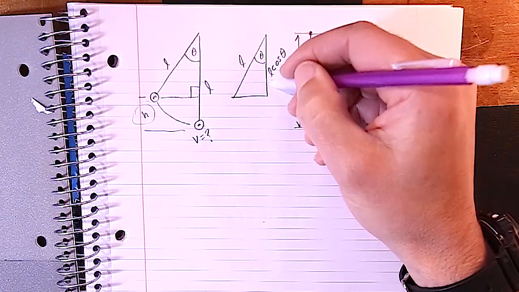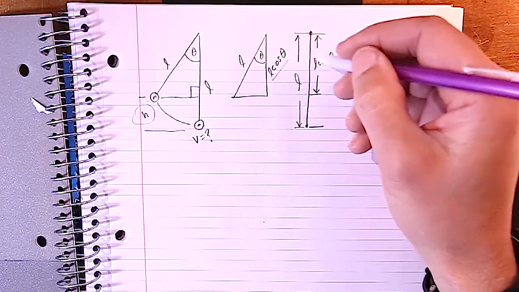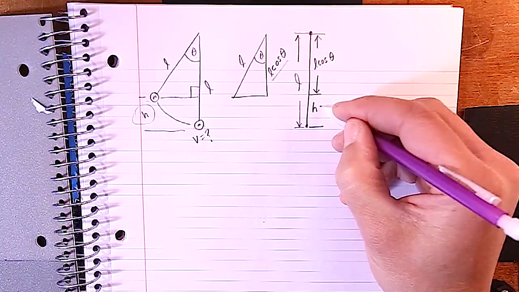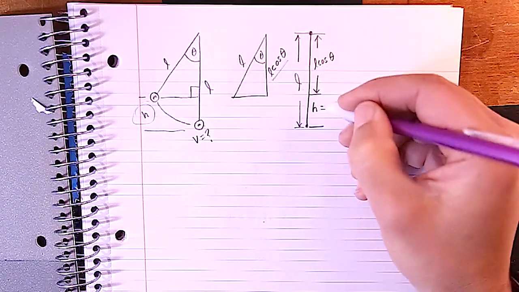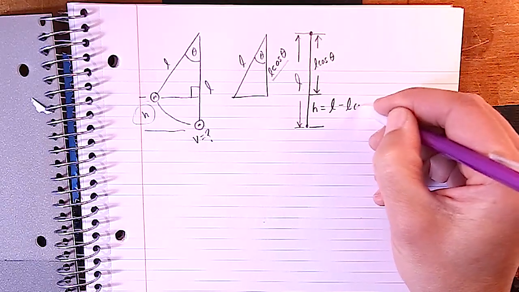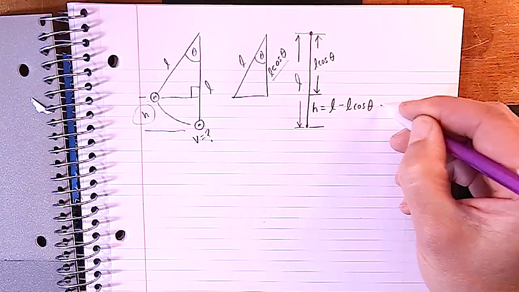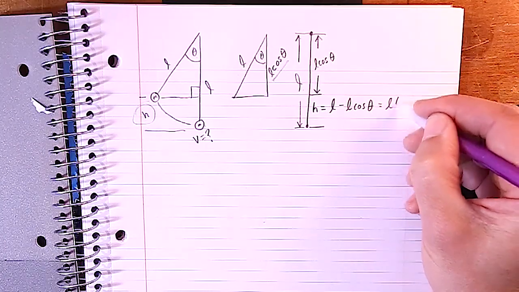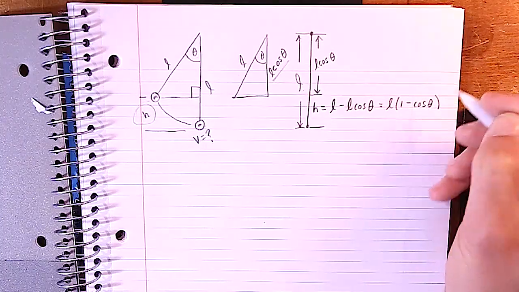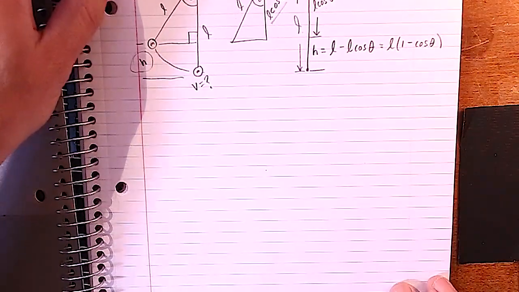And then this section here that we just found, the side of the triangle, would be L cosine theta. So this is our H. And H would be the total L, the total length, minus L cosine theta. We can factor out the L and just make that 1 minus cos theta. So now we set it up the same way.